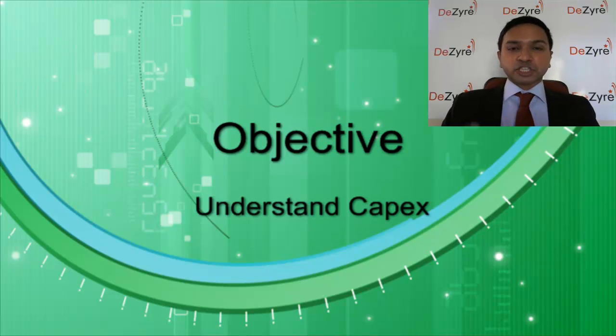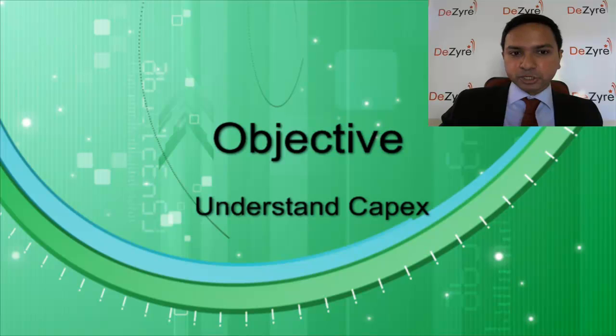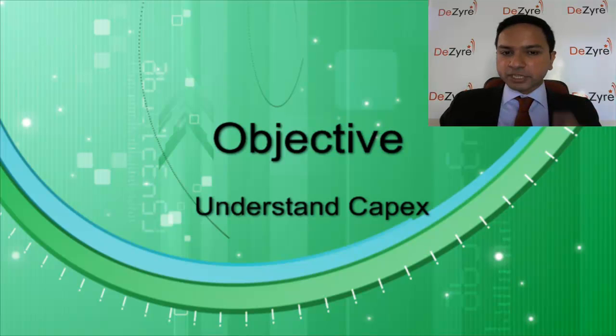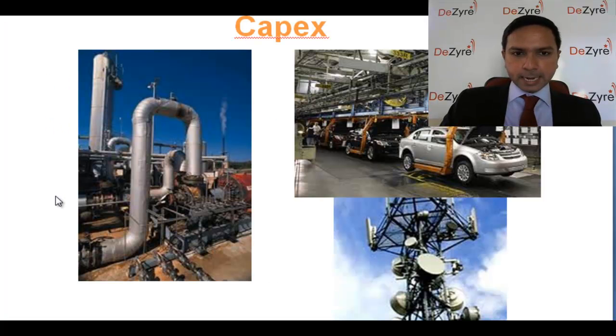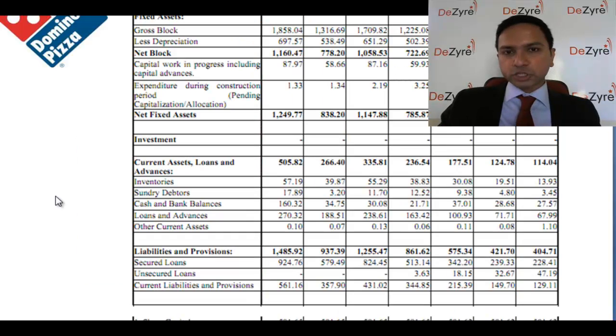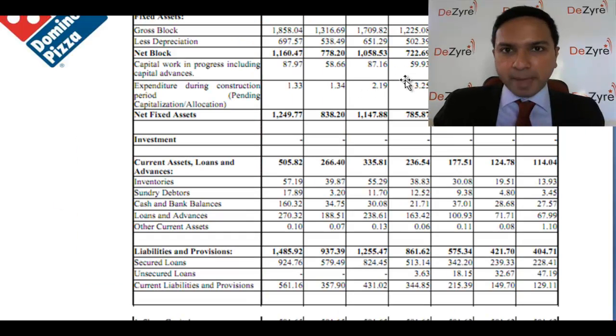But yes, such expenditure which has a long-term benefit for the company is typically what is called Capex, or capital expenditure. And the reason they're called Capex, or capital expenditure, is because they are what is called capitalized on the balance sheet.